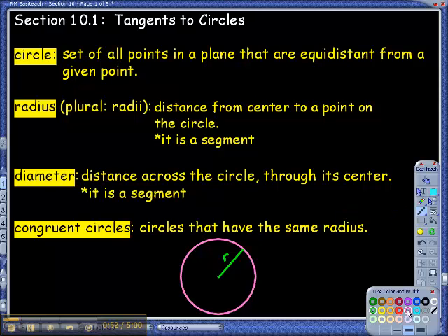A diameter is a segment that contains two endpoints that are both on the circle, but it also contains the center of the circle as well. It's the distance across that circle going through its center. It's also a segment. It is not a line. It has two endpoints. When we're talking about two circles being congruent, we'd be talking about two circles that have the exact same radius, because all of their measures would then be the same as well.